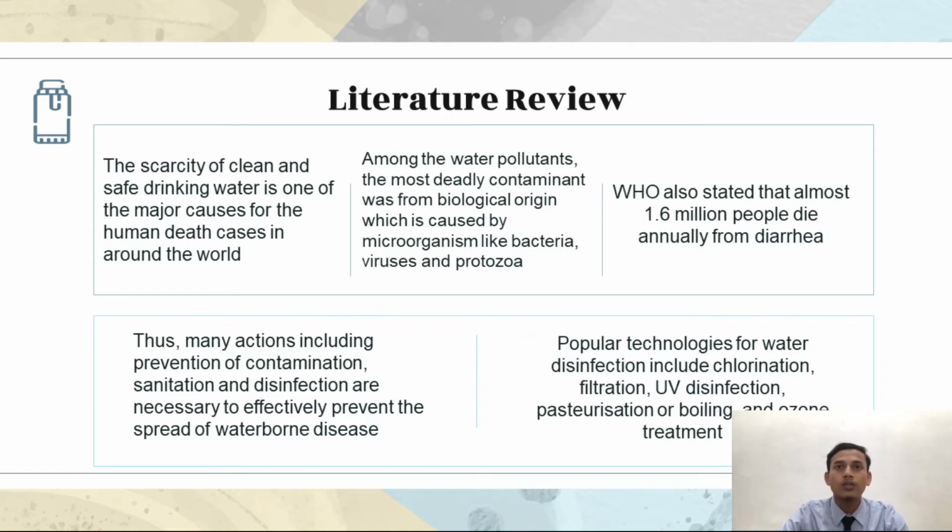WHO has also stated that almost 1.6 million people die annually from diarrhea. Thus, many actions including prevention of contamination, sanitation, and disinfection are necessary to effectively prevent the spread of waterborne disease. However, control of water quality at the point of use is often most effective.